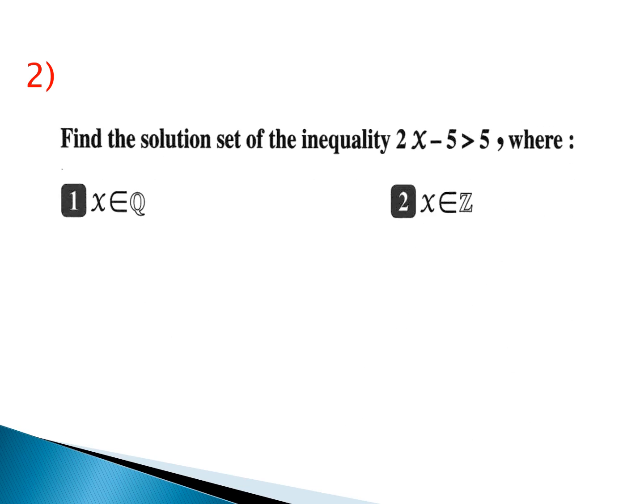Find the solution set of the inequality 2x minus 5 greater than 5, where in the first case x belongs to the rational numbers Q, and in the second case x belongs to Z.